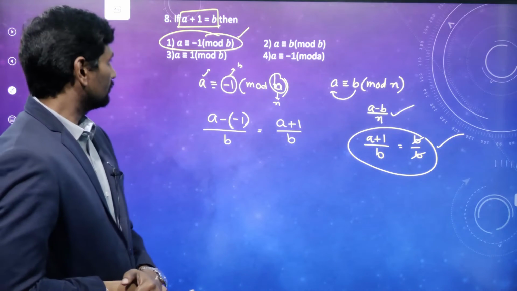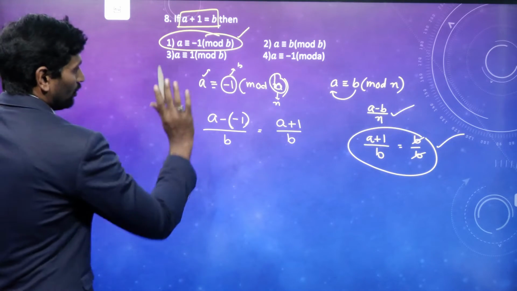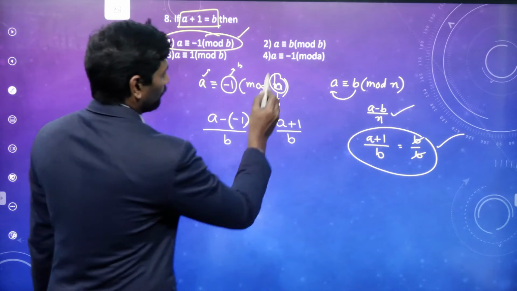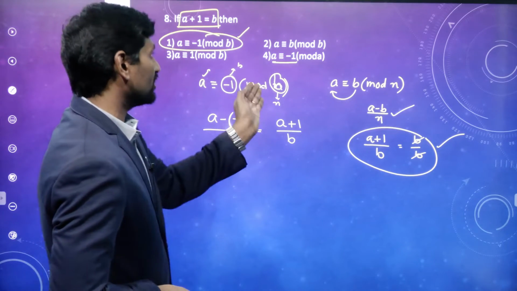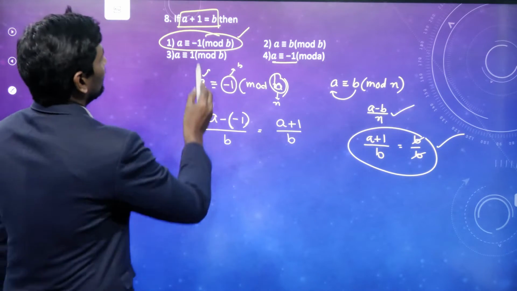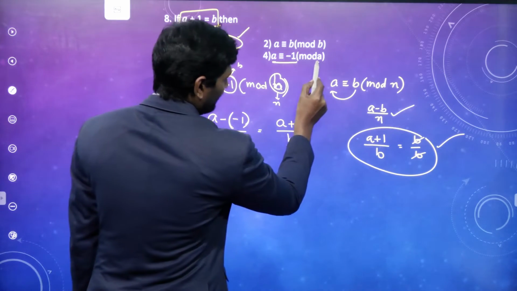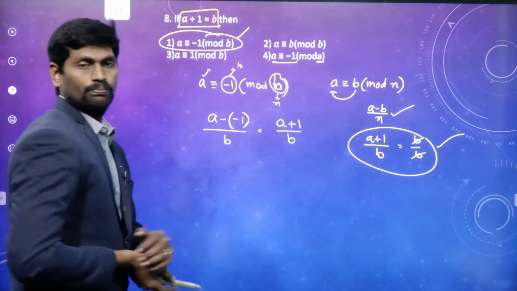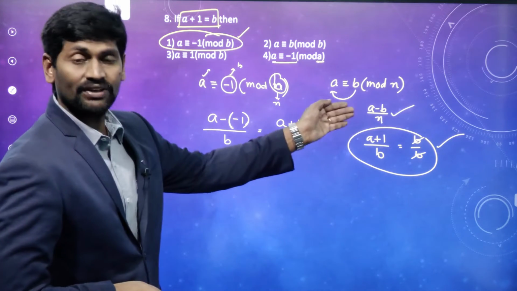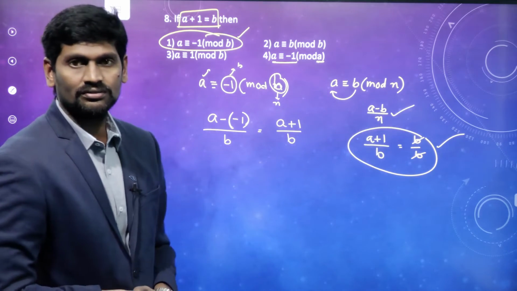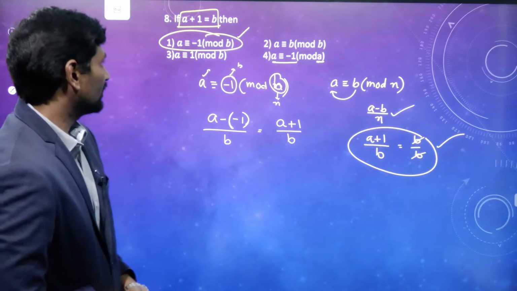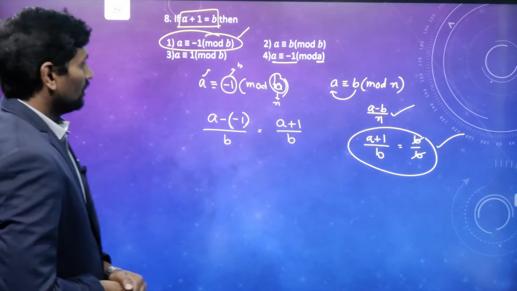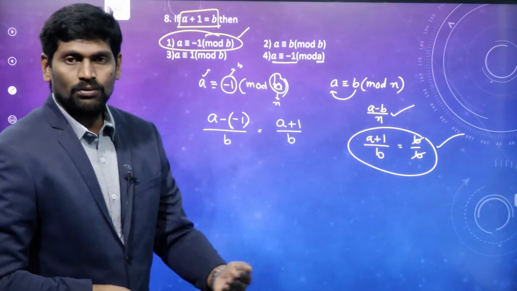Okay? Right. Now let us see option 4. Option 4 is also looking like a is congruent to minus 1 modulo a. But minus 1 modulo a is not suitable because here it should be modulo b to satisfy the congruence rule. Okay? Right. Let us go to the next problem.